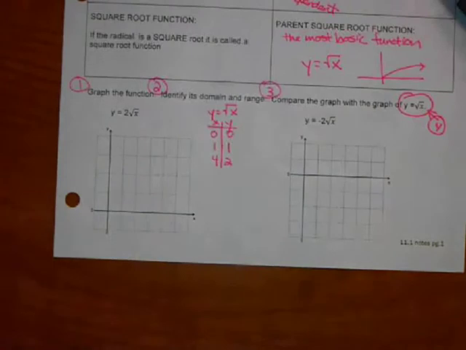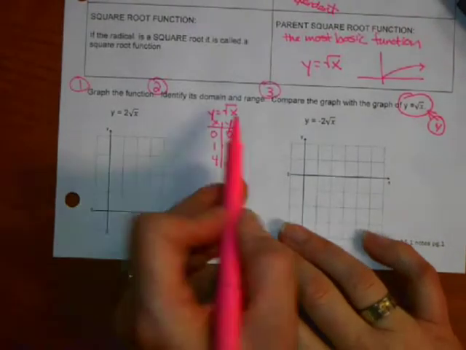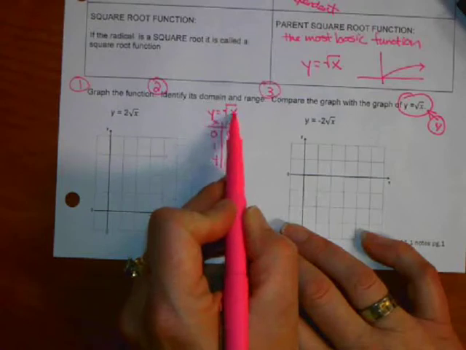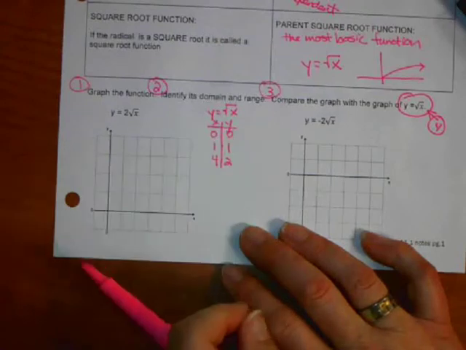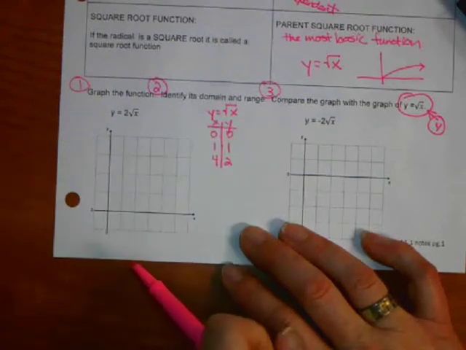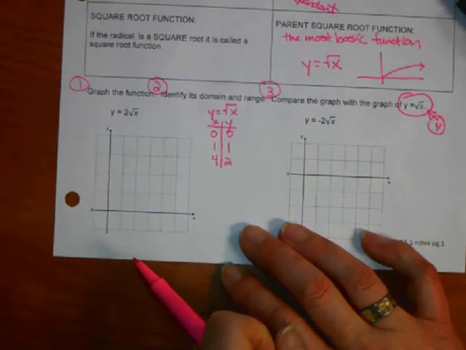You're always going to draw the parent function. Pardon me? If x is 4, what's the square root of 4? Oh, it's if you don't want a decimal. If you don't want a decimal, no decimals for your graph.